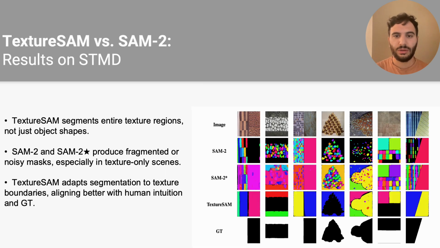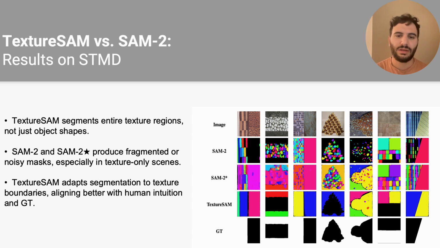Eventually, we evaluated the model on the real-world texture dataset. The top row shows the original images. SAM2 variations struggle. They often segment by color patches or grid-like blocks, but fail to group texture coherently. In contrast, Texture SAM correctly segments regions based on consistent texture, even when there is no semantic object boundary. You can see that its predictions closely match the ground truth, especially in cases like the cobblestones, tiles, and textures on the left. This shows Texture SAM's strength.